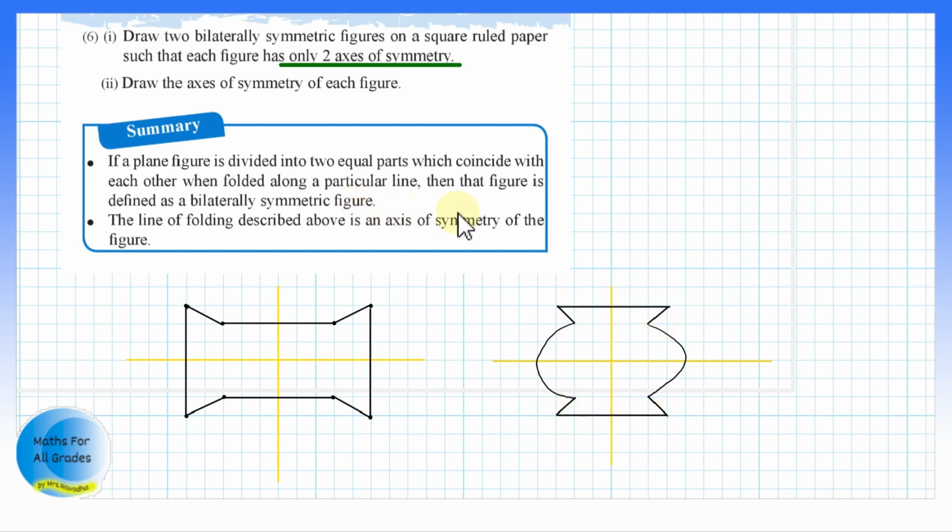Okay, now the exercise is done. Now there is a summary. Let's read it. If a plane figure is divided into two equal parts which coincide with each other when folded along a particular line, then that figure is defined as a bilaterally symmetric figure. The line of folding described above is an axis of symmetry of the figure.